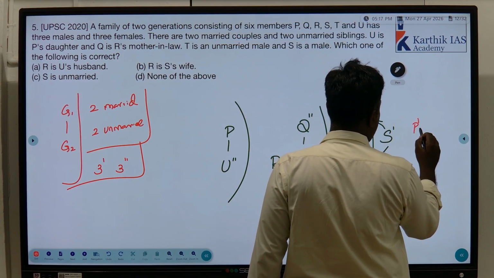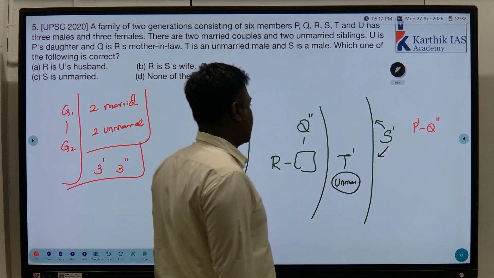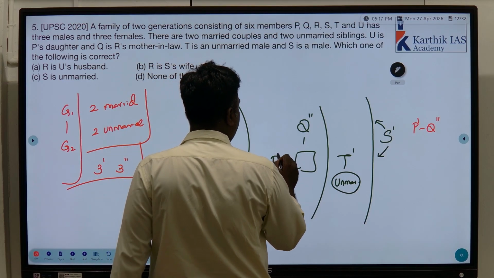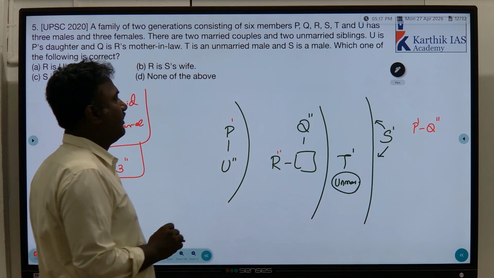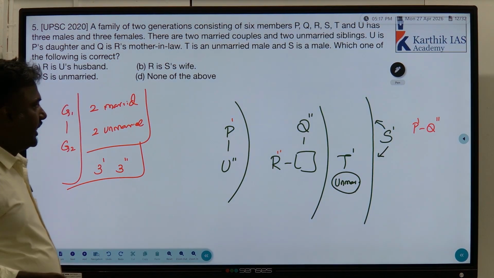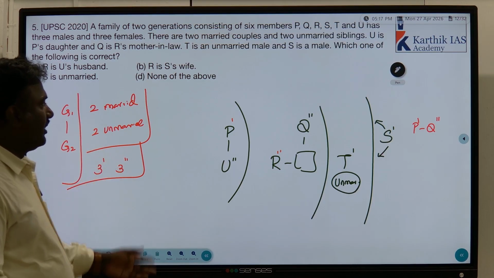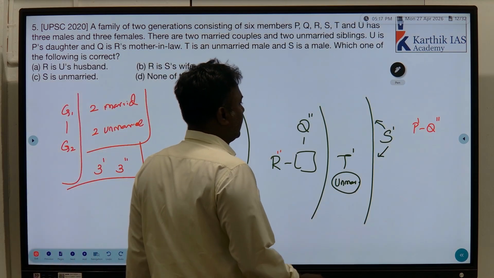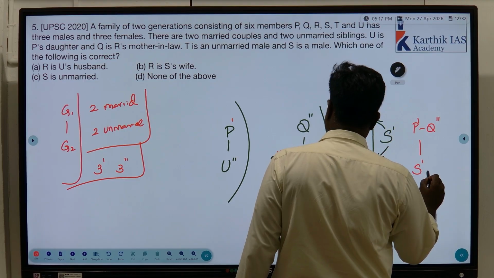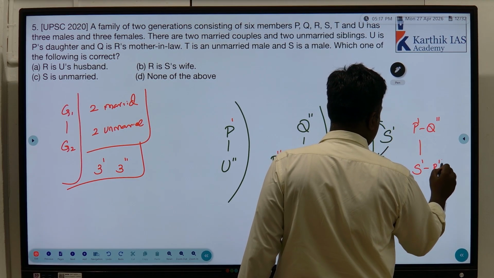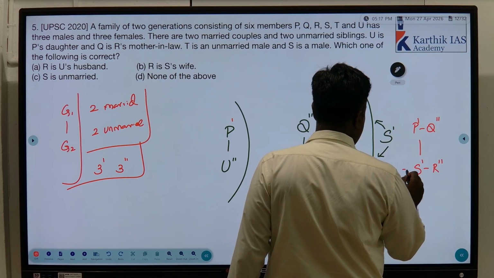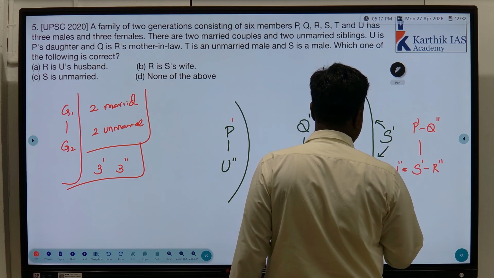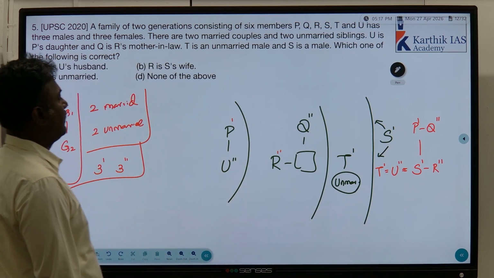If P is a male, Q is a female. That is one possibility. If P is a male, then immediately R will become female, because already S and T are male. So R is definitely a female. Correct? So P and Q's son should be S then. S's wife is R. Clear? And then U and T are brother and sister. That's all.